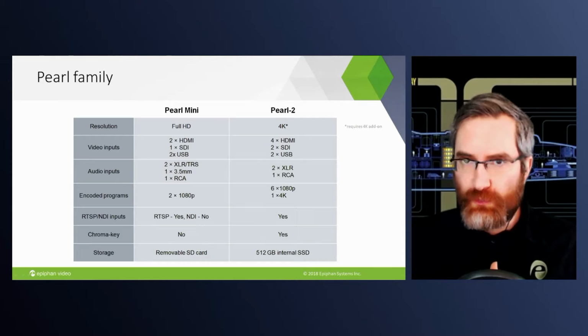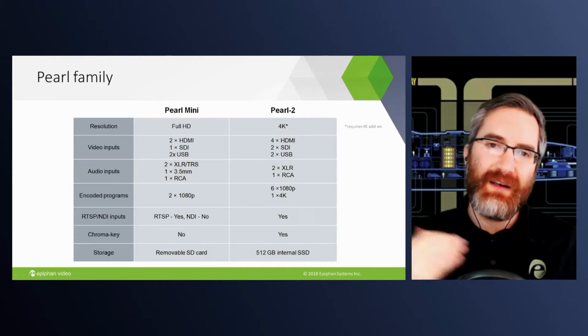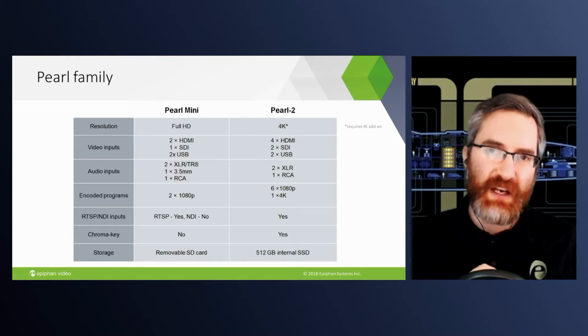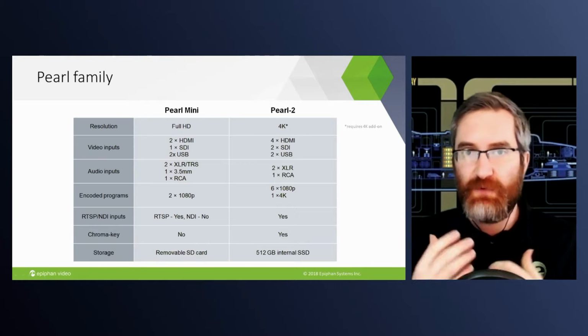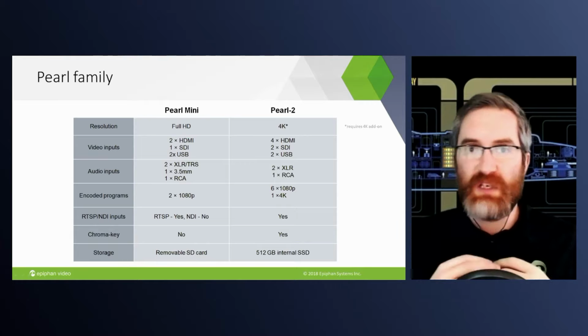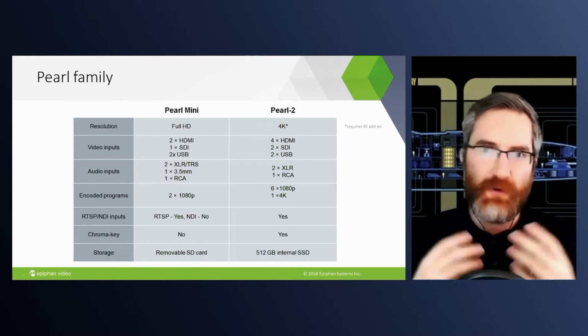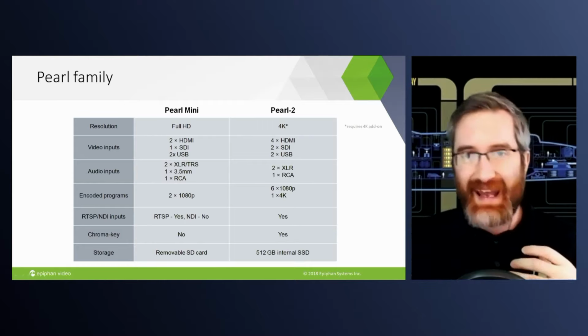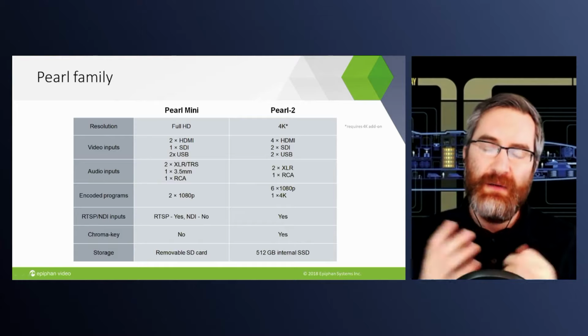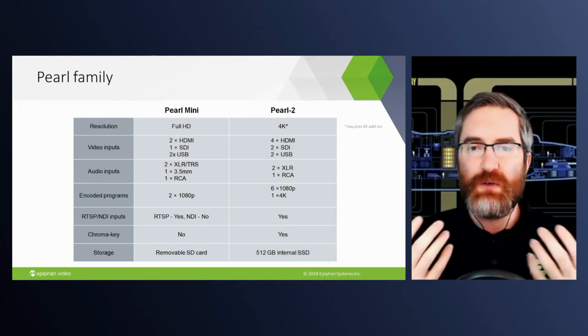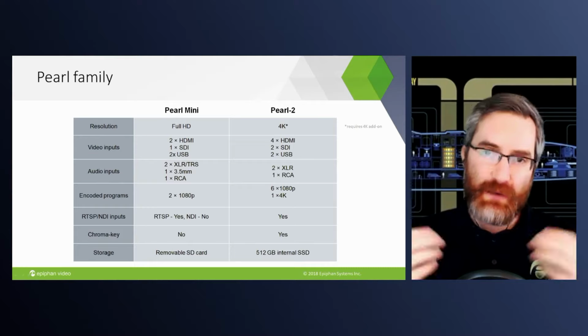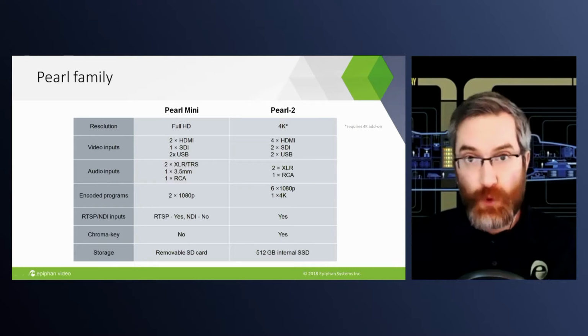The Perl 2, being much larger and more powerful, can do as many as 6 simultaneous encoded program channels in full HD. So again, this could be someone doing 3 or 4 or 5 different ISO recordings and a mixed and switched program feed. So again, the choice between the two sometimes is a question of how many inputs you need and how many outputs you need.